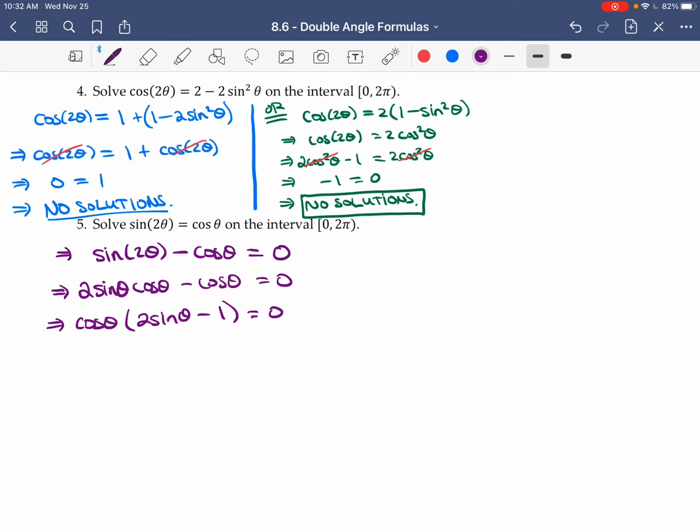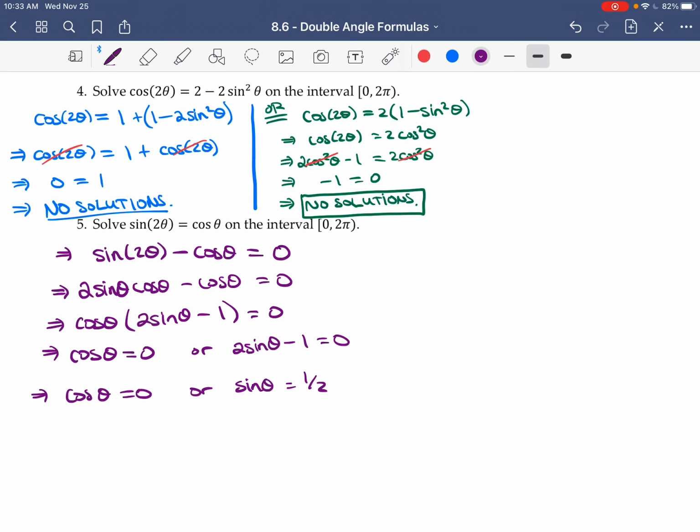minus 1. Okay, now the reason I wanted to set it equal to 0 is when I have two things that are multiplying, giving me 0, it means that one of them has to be 0. So either cosine theta is 0 or 2 sine theta minus 1 is 0. Okay, so that means cosine theta is 0, or sine of theta is 1/2. Okay, and then we just want to solve these.